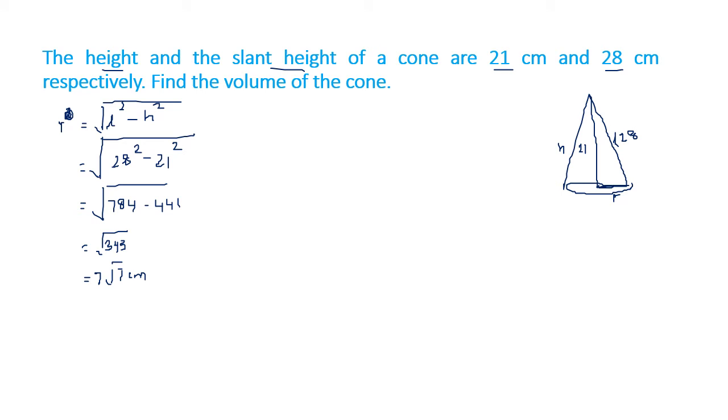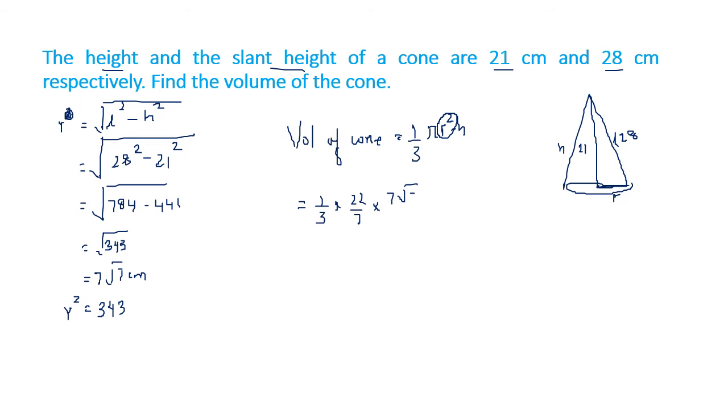Or I can write directly r square equal to 343. Why I am writing this, I will show you. The volume of cone is 1 by 3 pi r square h. Since I need the r square here, I should have directly taken r square. Anyway, we should get the same answer. So 1 by 3 into 22 by 7 into 7 root 7 into 7 root 7 into 21. Height is 21. So 3 ones are, 3 sevens are, 7 and 7 cut.